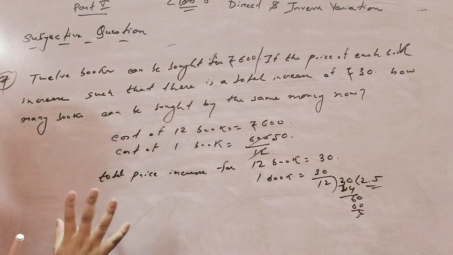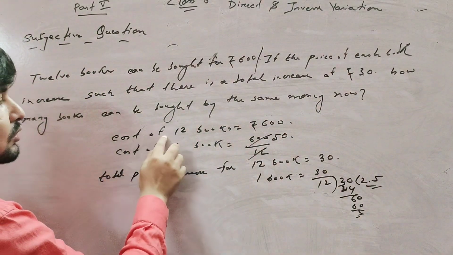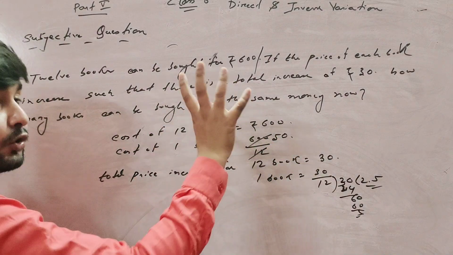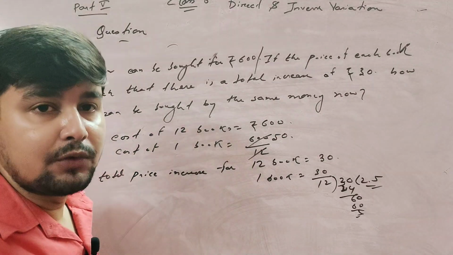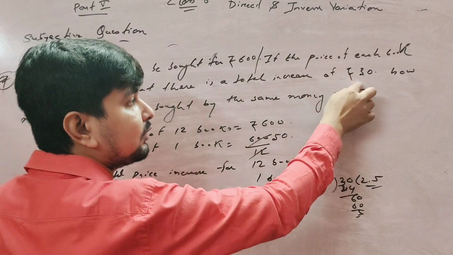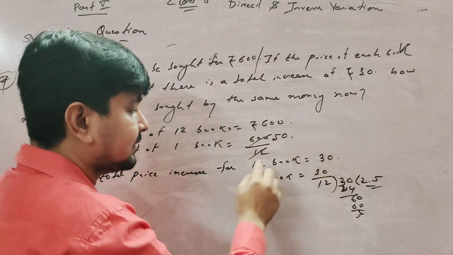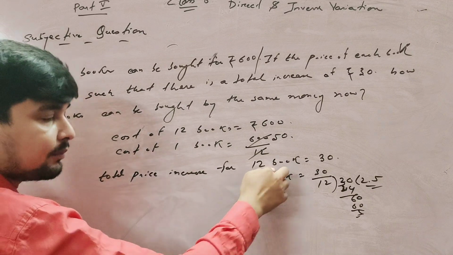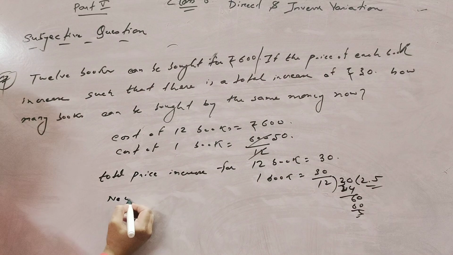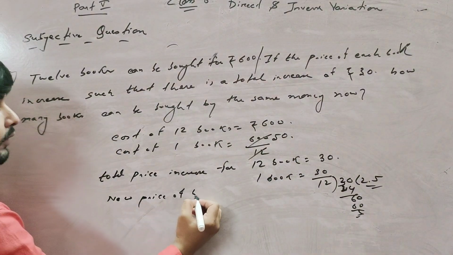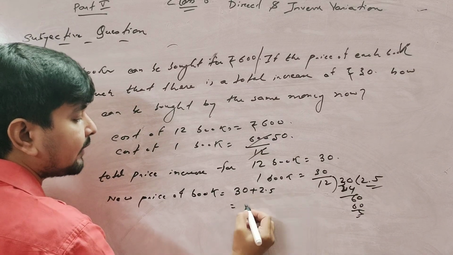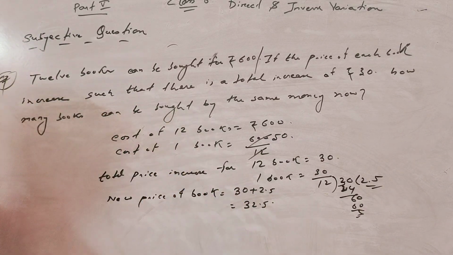So new price of the books, do you understand? Cost of 12 books is 600, so cost of one book is 50. But here mentioned that total increase when you purchase the books again, the price of the books increase, but when you purchase 12 books, the total amount you pay extra is 30 rupees. So one book increased by 2.5. So the new price of book equals to 50 plus 2.5, that is 52.5.